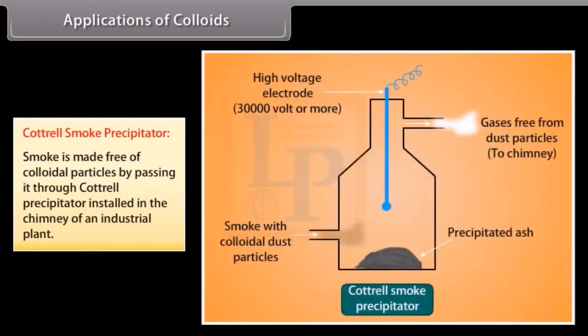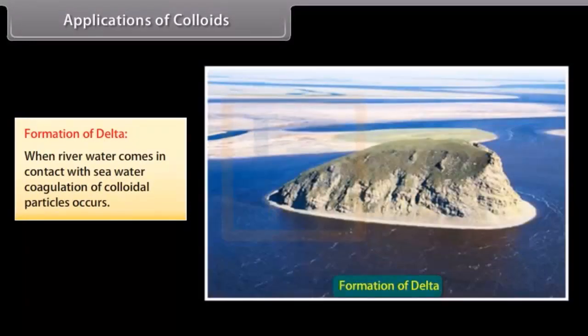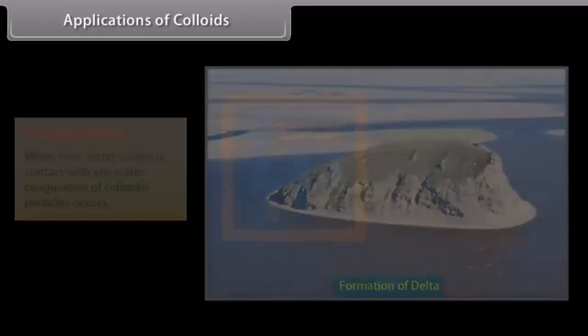Cottrell smoke precipitator. Smoke is made free of colloidal particles by passing it through Cottrell precipitator installed in the chimney of an industrial plant. Formation of delta. When river water comes in contact with seawater, coagulation of colloidal particles occurs. These coagulated clay particles settle down at the point of contact and gradually river bed starts rising.